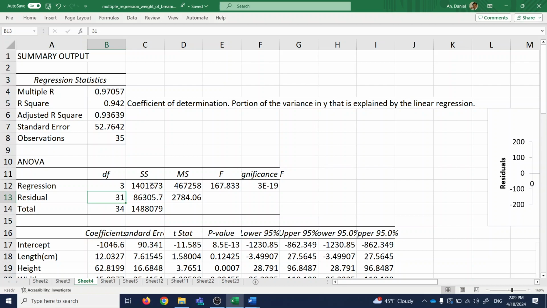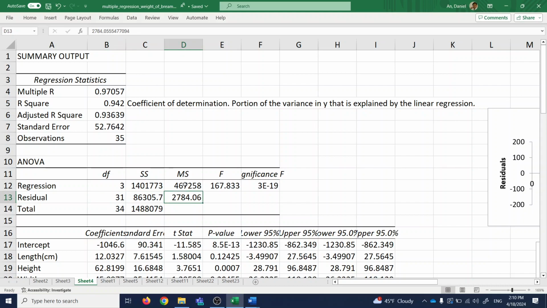And then the sum of squares. Sum of squares of regression is simply you take the sum of squares of the length, width, and height. So for each fish that they caught, you square these and add them up. Okay? And then mean squared is whatever you get from here, you divide it by the degrees of freedom. That gives you the mean squared. Whatever you get from here, you divide by 31. That gives you mean squared.